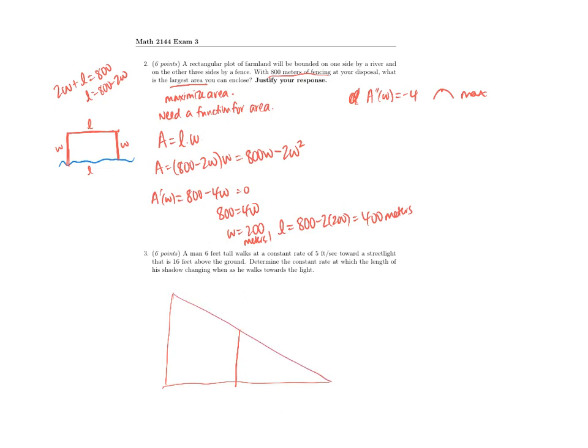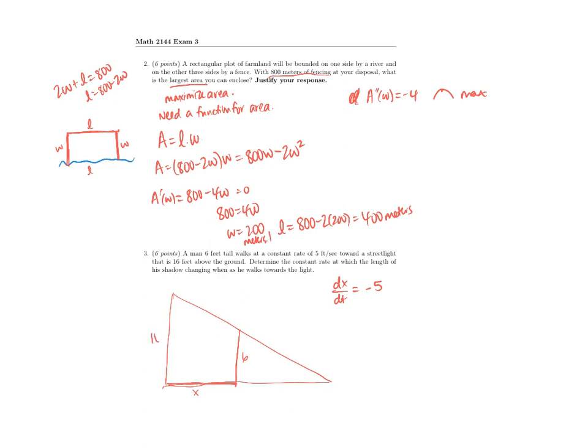So he's 6 feet tall, and he walks at a constant rate of 5 feet per second toward the street light. So if this is x, then that means that dx dt is going to be what? Well, is x increasing or decreasing? Well, if the man is walking towards the street light, then x should be decreasing. So dx dt is -5 feet per second.